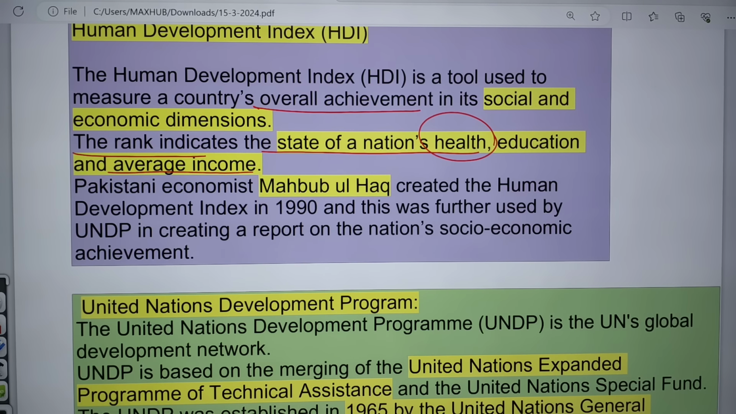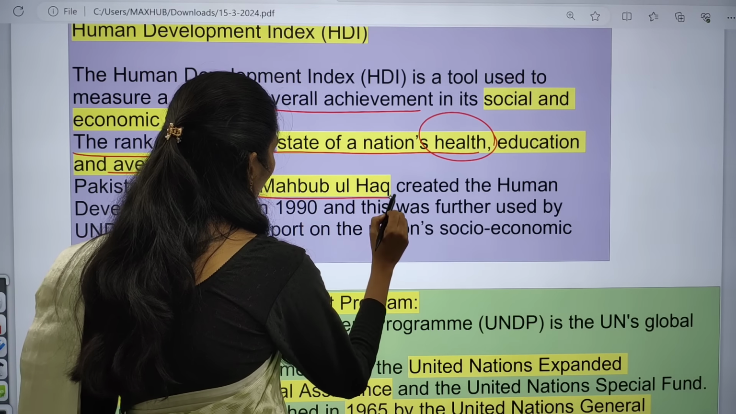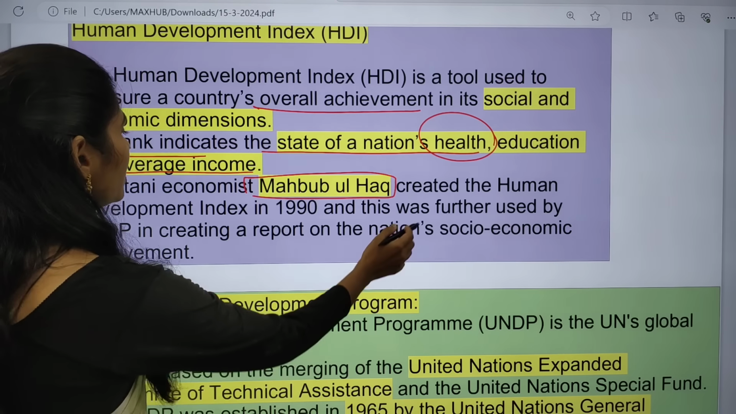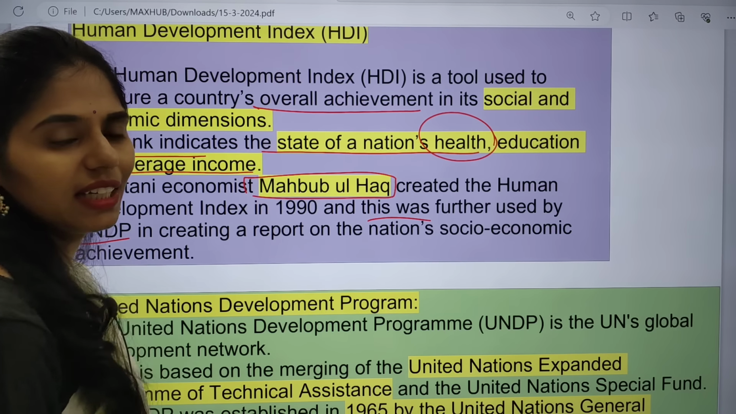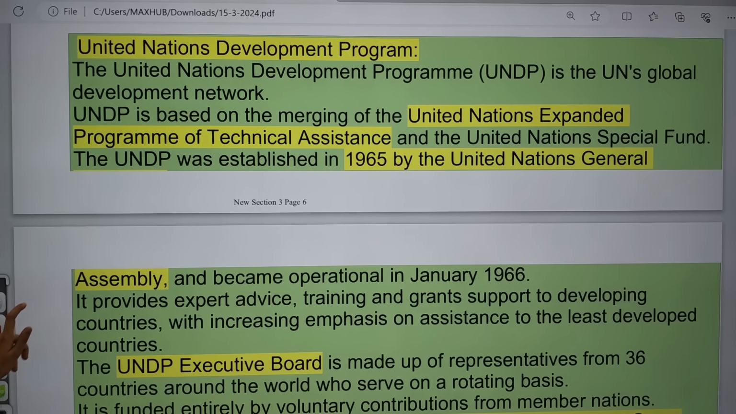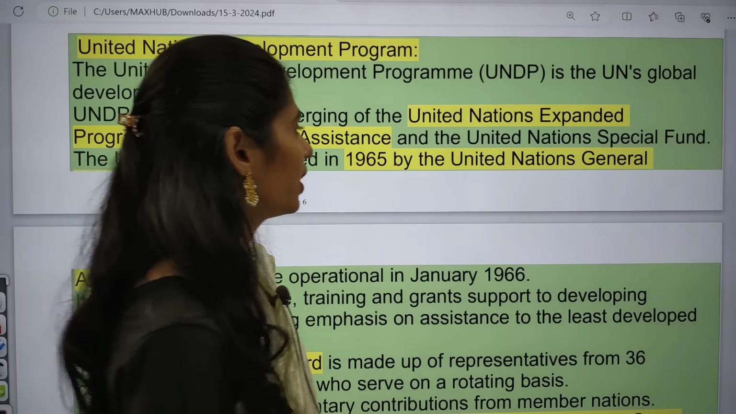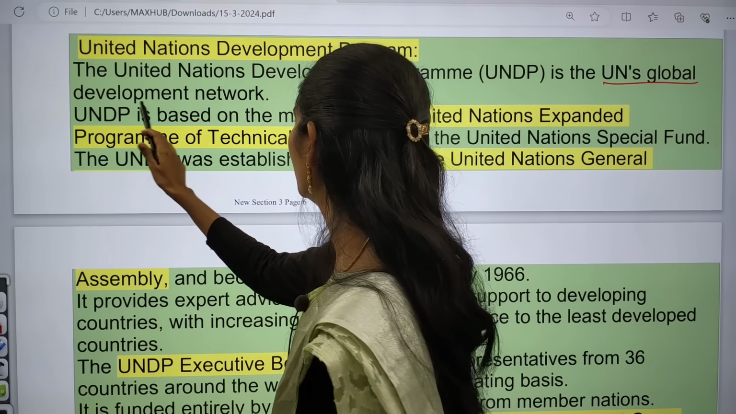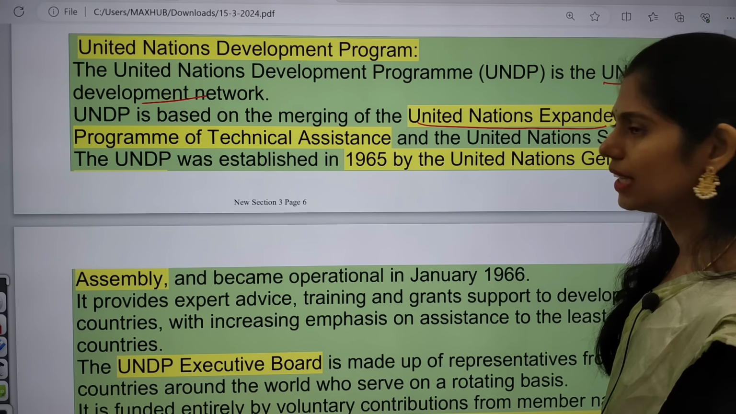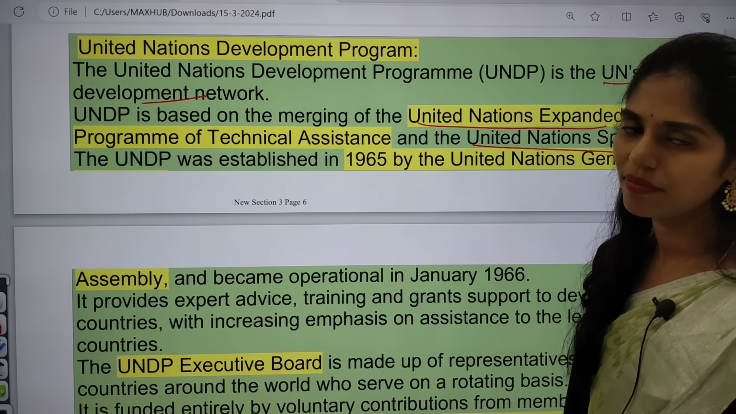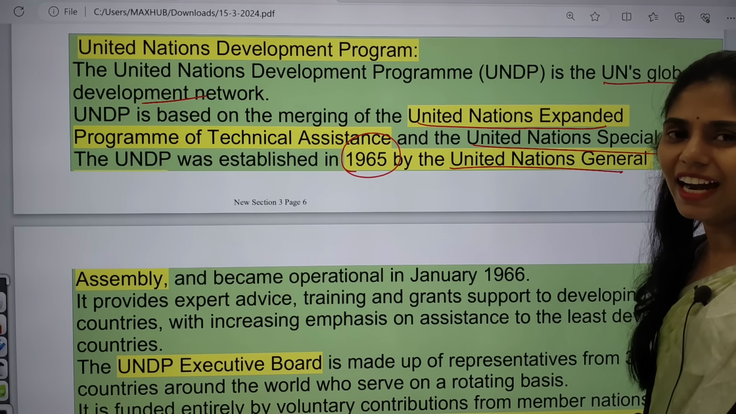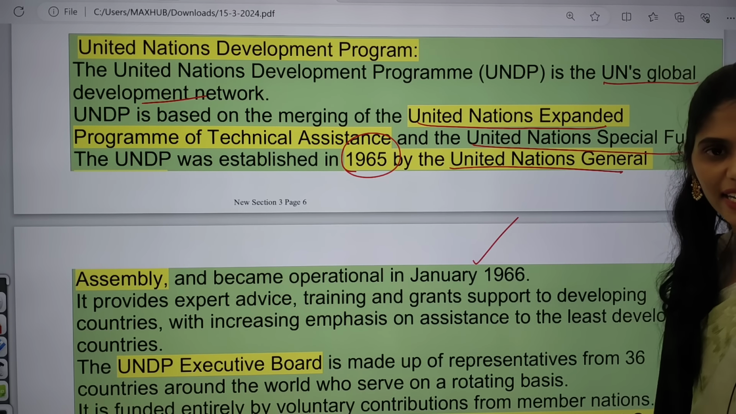So who came up with this index? The Pakistani economist Mahbub ul Haq created this human development index in the 1990s. This was further used by UNDP for creating a report on nations' socio-economic conditions. So what is UNDP? UNDP is the United Nations Global Development Network. It is based on merging the United Nations Expanded Program of Technical Assistance and the United Nations Special Fund. UNDP was established in 1965 by the United Nations General Assembly, and it became operational in January 1966.